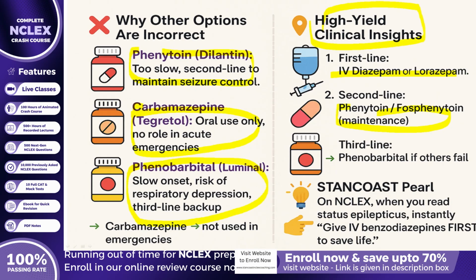Here is your Stan Coast Pearl. Whenever you see the words status epilepticus on NCLEX, instantly connect them with give benzodiazepines first. Long-term agents like phenytoin or carbamazepine are important for prevention, but in the emergency moment, rapid benzodiazepine therapy equals survival.